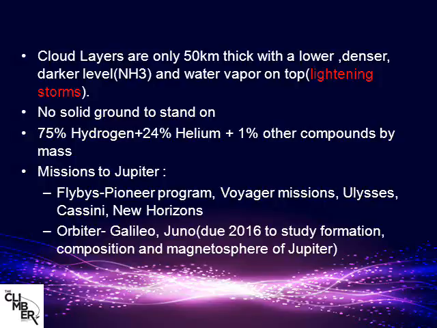The orbiter Galileo made the first observation of ammonia clouds on Jupiter. Juno, which was launched in 2011 and which will arrive on Jupiter in 2016, will precisely map the magnetic and gravitational fields of the planet, and also will search for the presence of water vapor in the atmosphere of Jupiter.